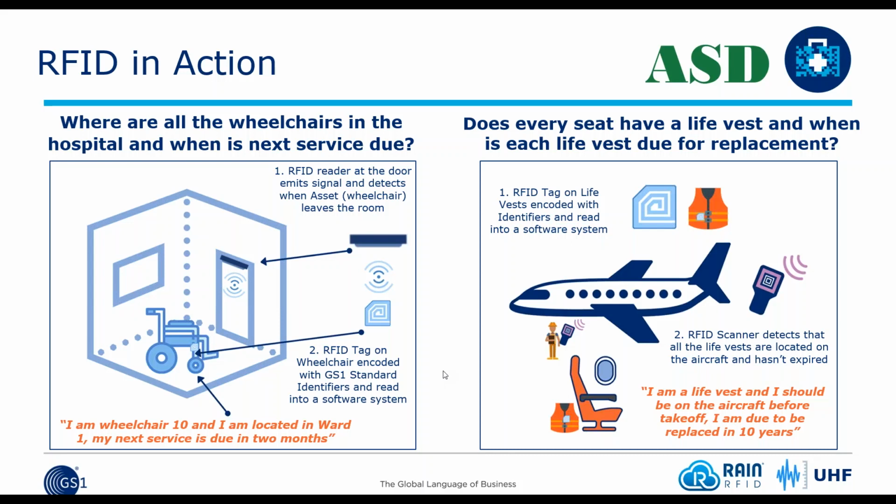So in healthcare, the wheelchair, the movement of that wheelchair, and we can record things like the cleaning of the wheelchair, if the wheelchair has been broken and has needed to be repaired. All of that can be recorded around this unique identifier that's encoded on the tag. On the right-hand side, the life vest, basically a life vest has got a 10-year life. So when you're looking on aircraft, you're looking at both the presence of the life vest and also that the life vest is in limit, that it hasn't expired. And all of this can be addressed and achieved, like I say, using the same technology, the same system, and the same hardware.